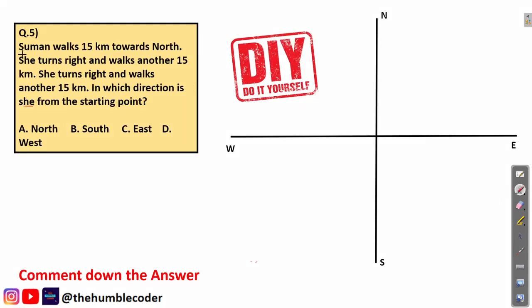The question is: Suman walks 15 kilometers towards the north. She turns right and walks another 15 kilometers. She turns right and walks another 15 kilometers. In which direction is she from the starting point?